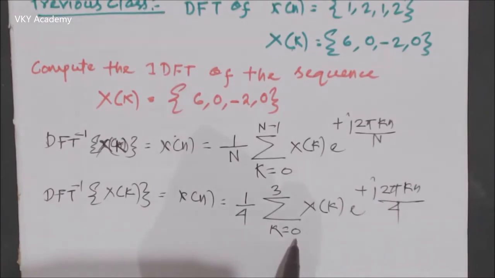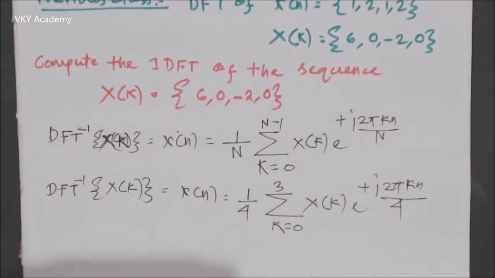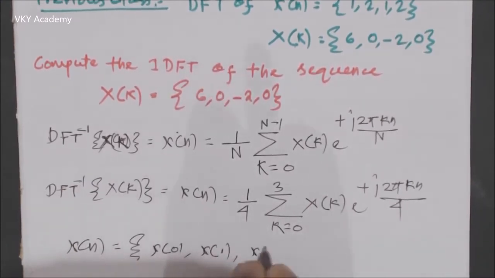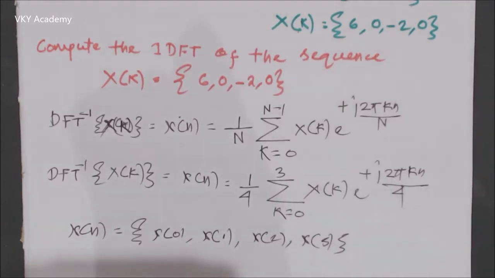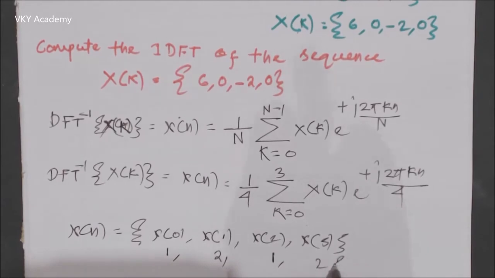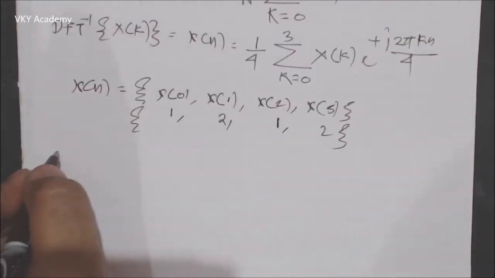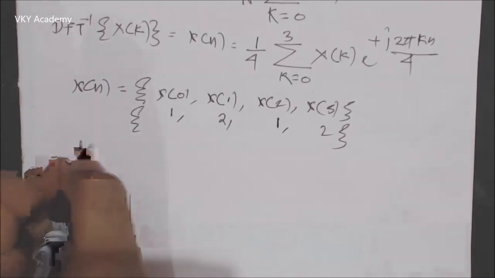So for the different values of k from 0 to 3, we will get 4 different values of n. So x of n will have the 4 values: small x of 0, small x of 1, small x of 2, and small x of 3. So we will verify the result and we will see whether these values are 1, 2, 1, 2 or not. So let us calculate the first value, which is x of 0. For x of 0, my n will be equal to 0.